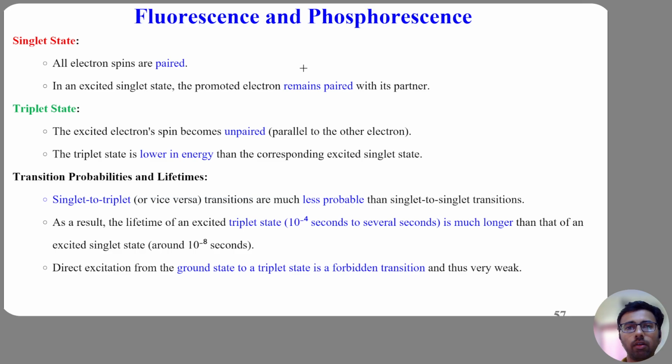Quantum mechanical selection rules govern transition probabilities. Transitions involving spin change are considered forbidden. Therefore, singlet to singlet transitions are allowed, while triplet to singlet transitions are weak and improbable. This directly determines lifetimes. Excited singlet states decay rapidly, typically around 10^-8 seconds. Triplet states persist much longer, from 10^-4 seconds up to several seconds.